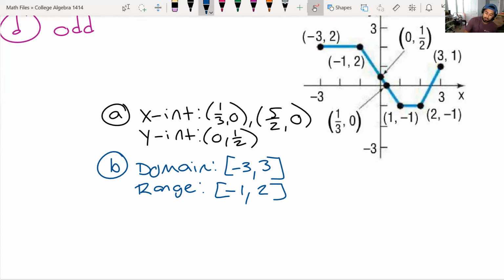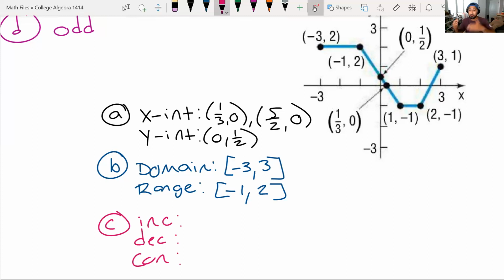Perfect. And then C, increase, decrease, constant. Okay. And we read the graph from left to right, and remember we only state x values. So looks like from -3 to -1, our graph is pretty constant. So -3 to -1.